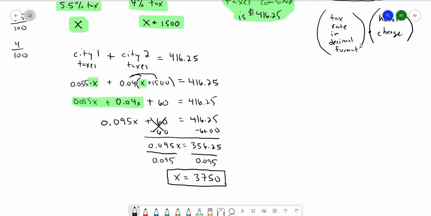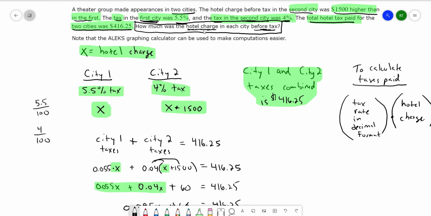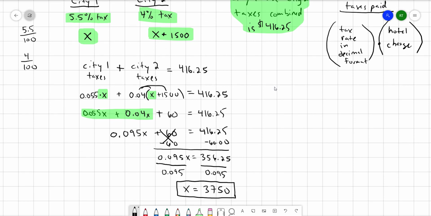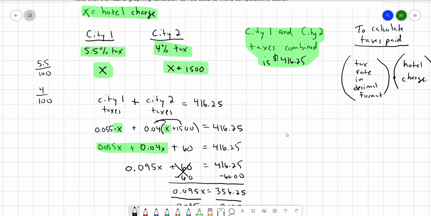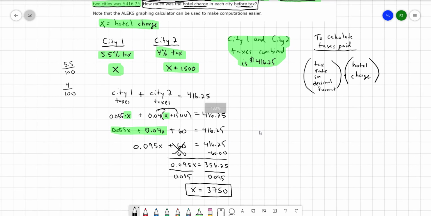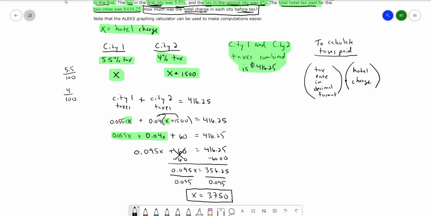So the most important part now, did we answer the question? Because sometimes you get an answer, it doesn't mean you're already finished. So let's just go back and see. The question was, how much was the hotel charge in each city before tax? We now know x equals 3750. And if I look, let me just zoom out a little. If I look up here, we have x equals hotel charge. So right now, this 3750 is the hotel charge.